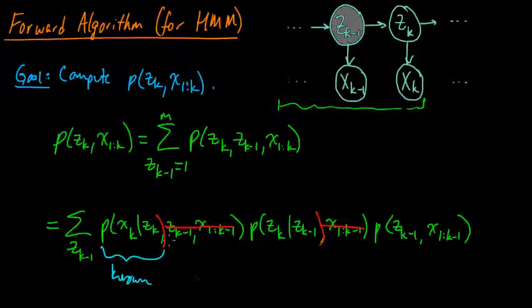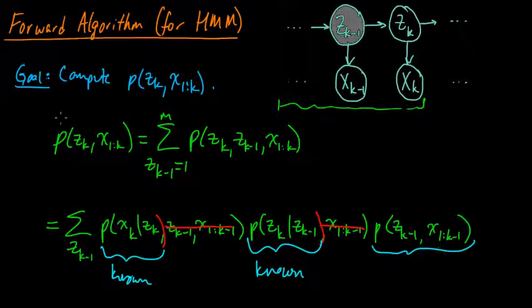This is known. This is just the emission probability, right? Probability of xk given zk. That's what we have assumed is known. It's the emission probability. And these are known because these are just the transition probabilities, and we are assuming that we know those. And this, so let's give this last part a name, and this first part a name.